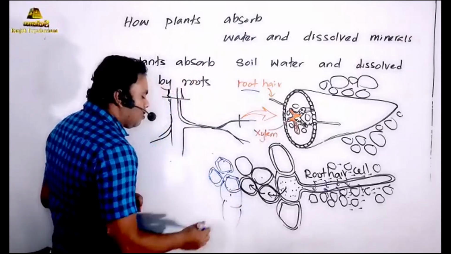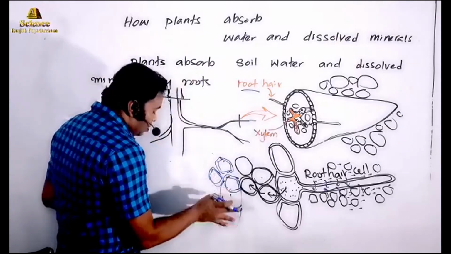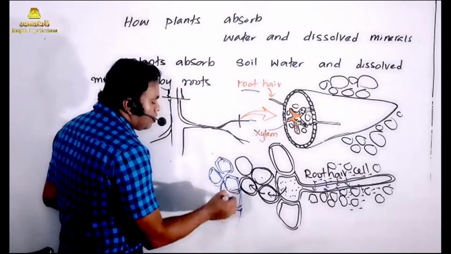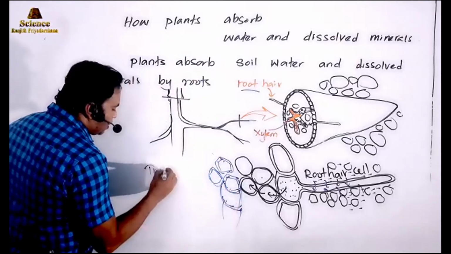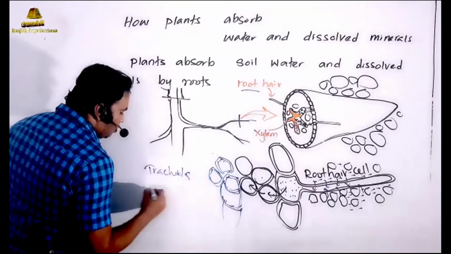So that's called sieve tube element, sorry. So that's called xylem. Yes, two types. Tracheids and vessel element. Tracheids. Vessel element.